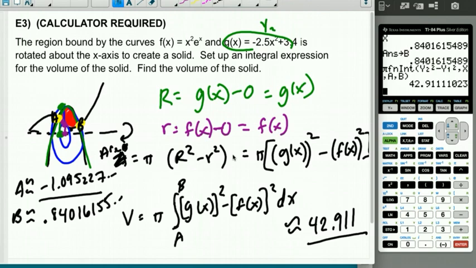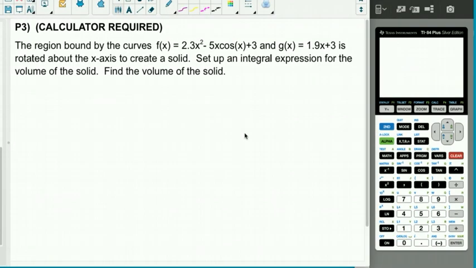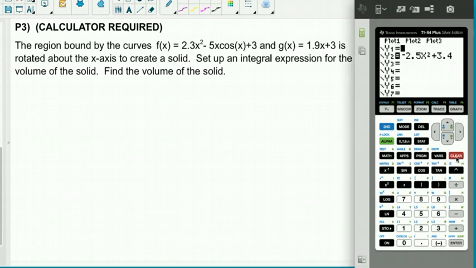So cool. All right, so for P3, again, you have two functions, right? We're definitely using a calculator here. Let's go ahead and start by graphing them. So as always, I put them into my y1 and y2 in the order in which I read them, because that way it requires less thought on my part to remember which one's which.